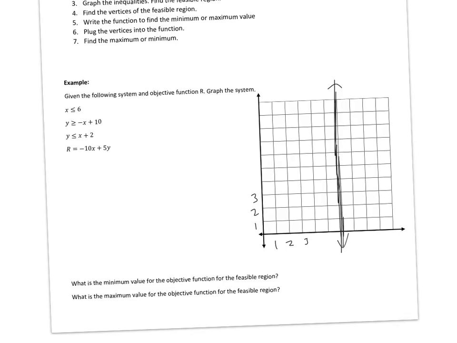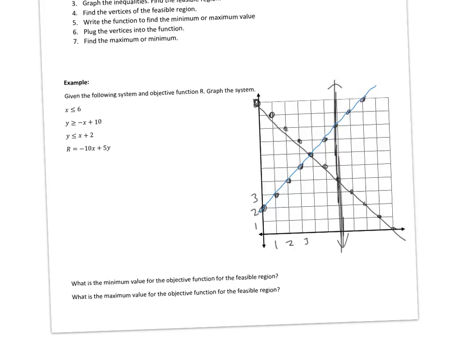y is greater than or equal to negative x plus 10. So I'm going to start at 10 and go down 1, right 1. And since it's already solved for y, I'm just going to do that all the way across. And that is also a solid line. And then y is less than or equal to x plus 2. So I'm going to start at 2, and I'm going to go up and right. And that's less than or equal to, so we have a solid line. Kind of changed colors, sorry.